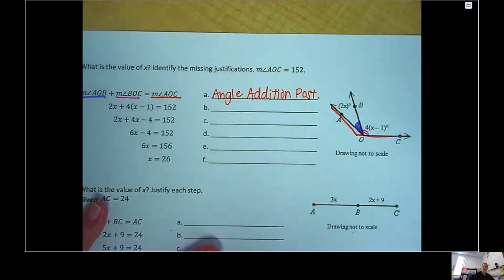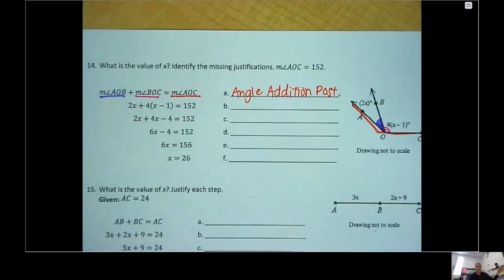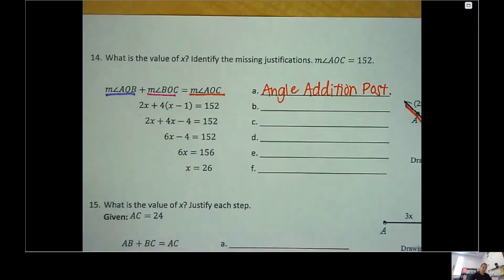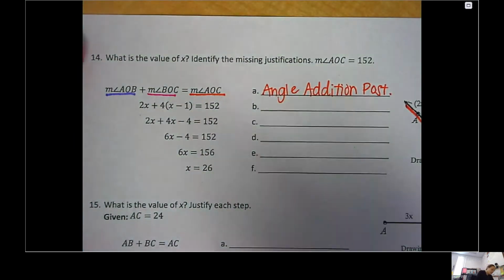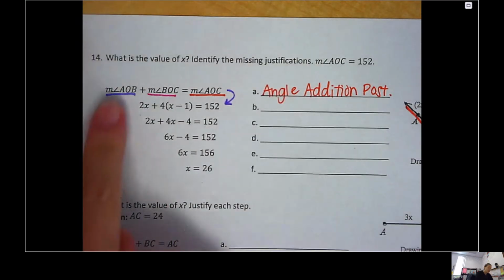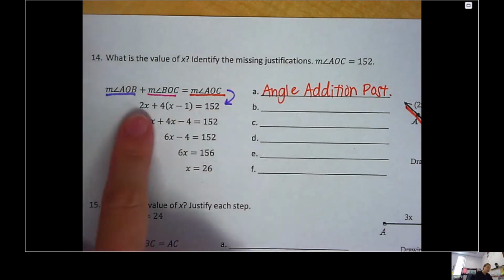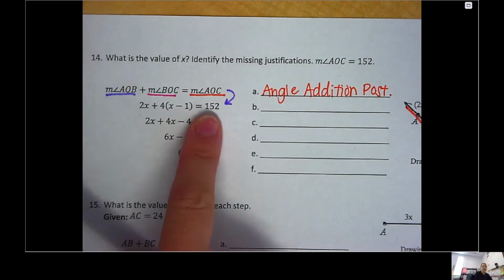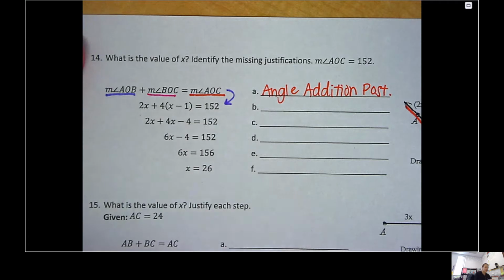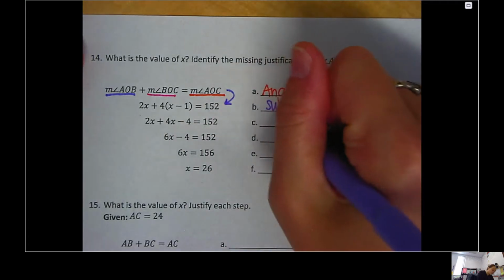Okay, I cannot fit that whole word, so postulate. Okay, now, to get from A to B, I'm going from measures of angles to suddenly having equations. So they're taking the place, they are substituting in. This is the substitution property.